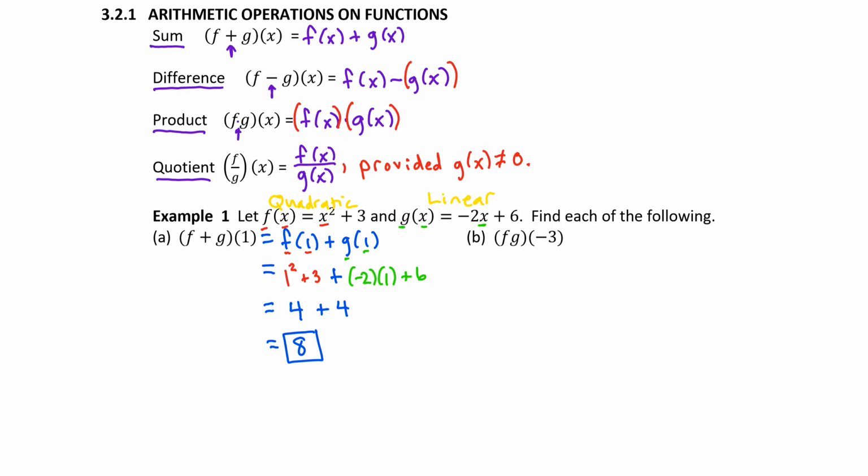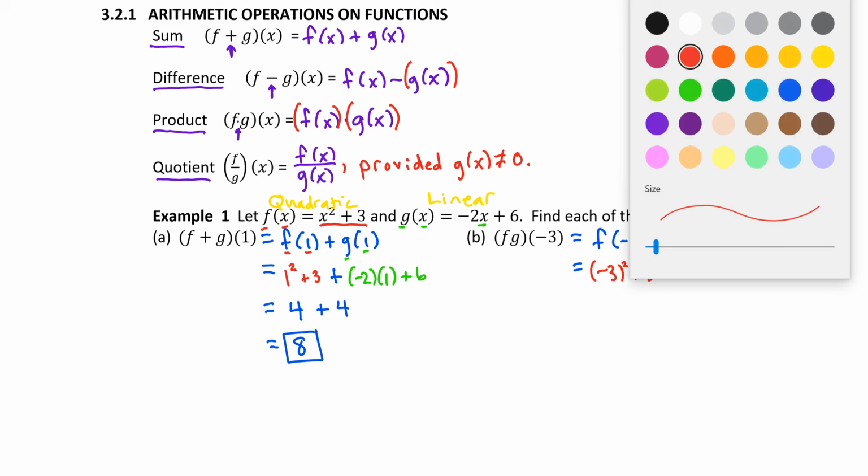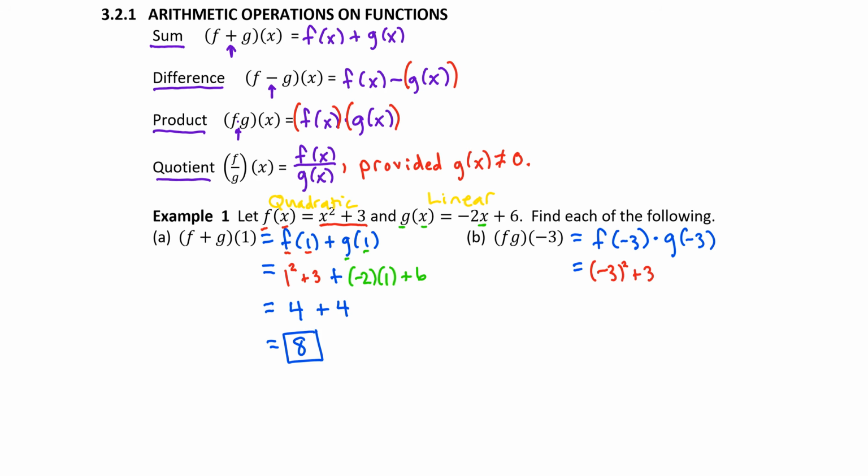In example B, we have f times g of negative 3. We're going to evaluate this as f of negative 3 times g of negative 3. Again, the function names f and g point to which rule I should use. To find f of negative 3, I'm going to go to the function called f, and use that function rule, plugging in negative 3 for x. So we have negative 3 squared plus 3. Then we're going to multiply this result by g of negative 3.